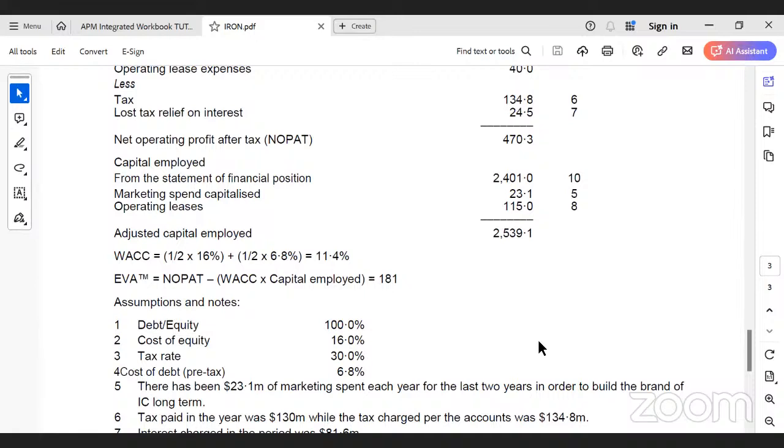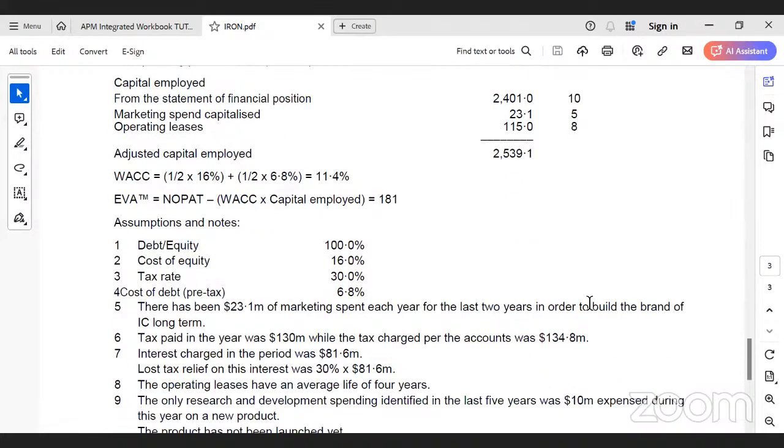Fifty rupees if you take it from the total capital, no? This is divided by equity. That's okay.